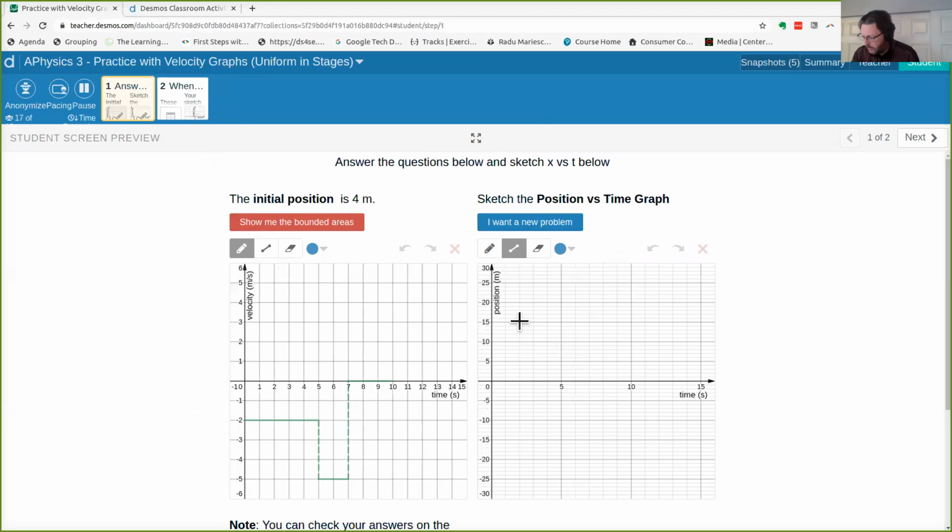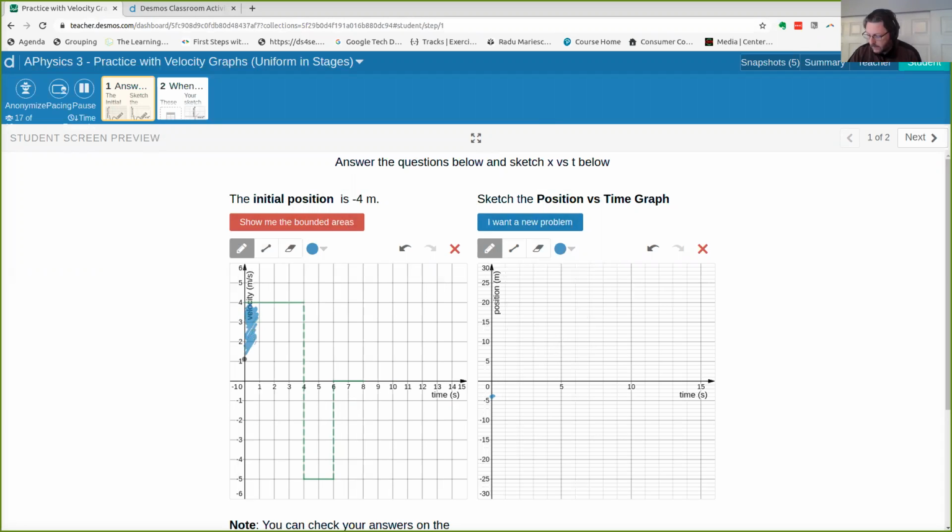Let me start by making myself a new one, because I think that's maybe the same one I did in class. So the initial position is -4 meters. I want to make a point right here at -4, which is my initial position.